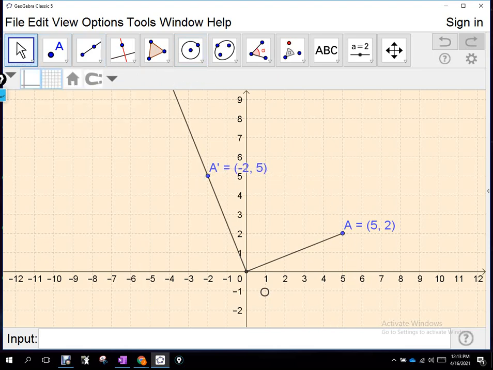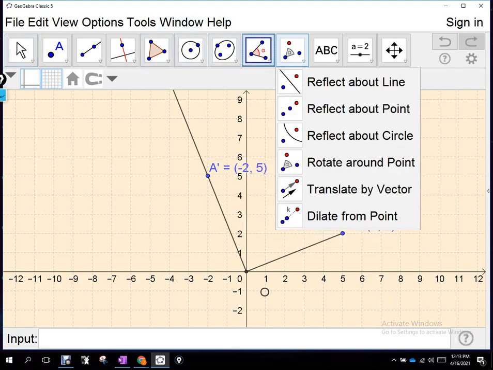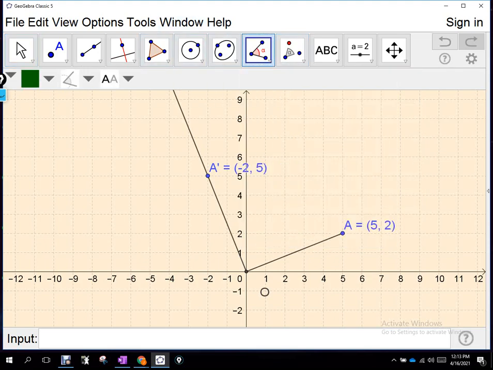There is a right angle here. If I were to ask GeoGebra what this angle is right there, it shows me the reflex angle of 270, so that means this one here has got to be 90, right?